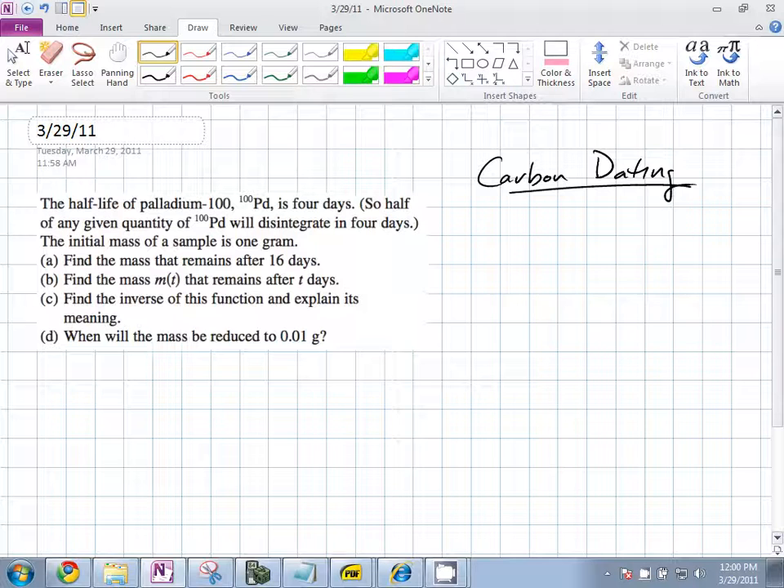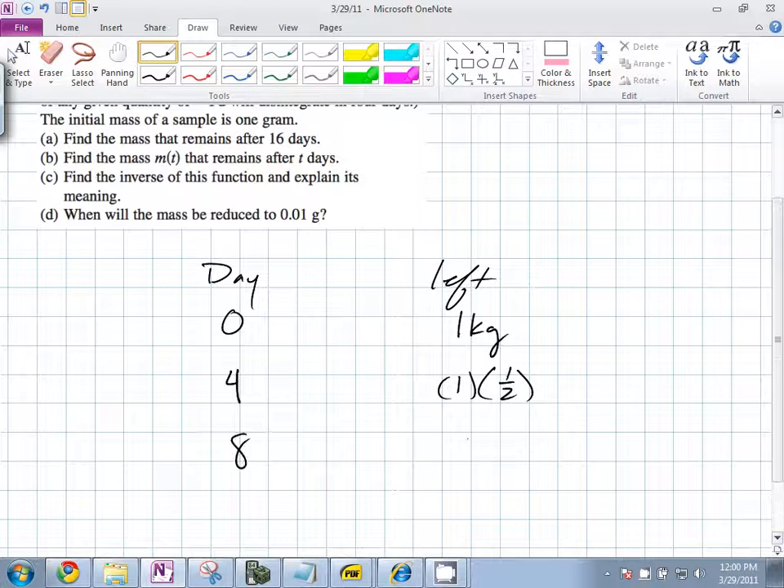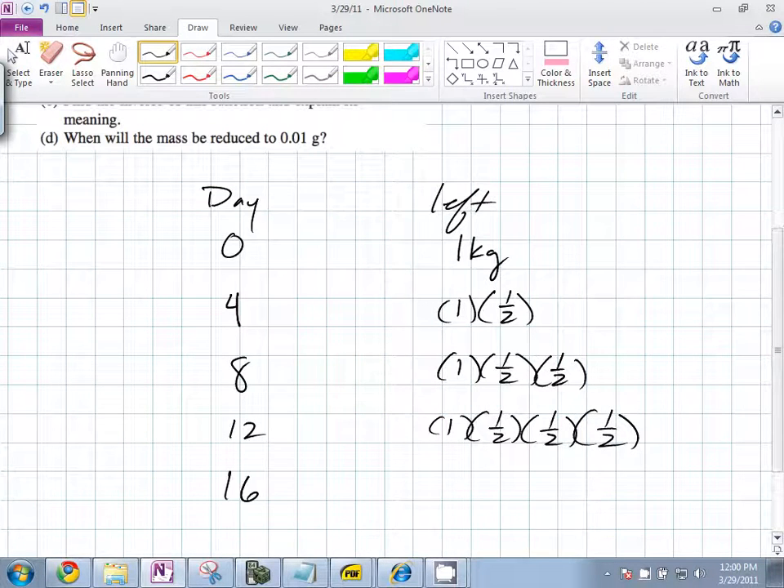Kind of makes sense. We start with 1 kilogram. On day 0, how much is left? 1 kilogram. On day 4, how much is left? Half. Because it's 1 times 1/2. 8 days later, it's 1 times 1/2 times 1/2. 12, it's 1 times 1/2 times 1/2 times 1/2. Keeps on halving. Do you notice a pattern?